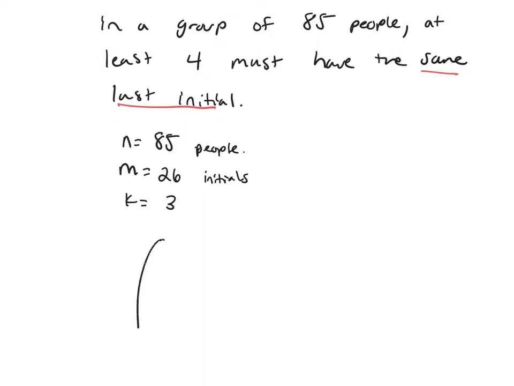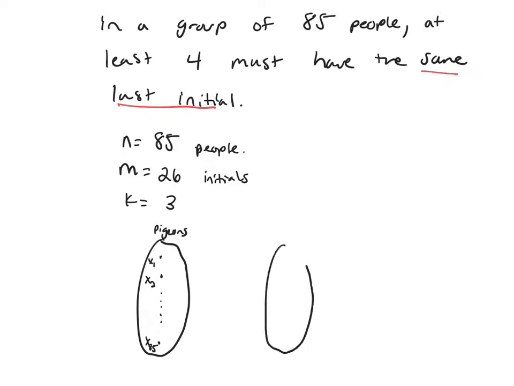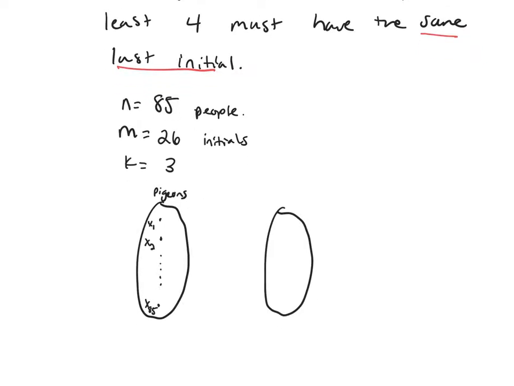So here's kind of the visual setup. Here's where I have my pigeons, or in this case, my people. So I'll just use the labeling X1 for the first person, X2 for the second, and then the last one is X85. And then over here, you have your holes, which are the 26 different last initials, so they could have A, B, C, all the way down to Z.